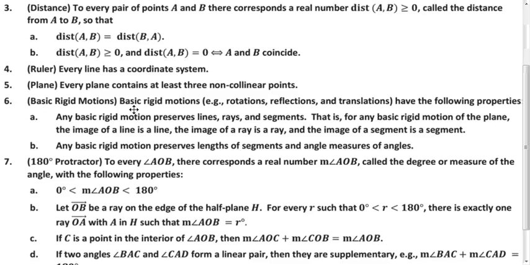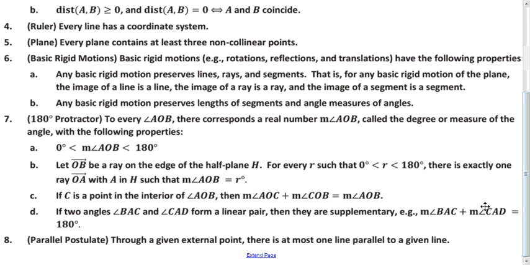Number 6 is very important. We've talked about these. We know that basic rigid motions preserve segment length and angle measure. And they also will map lines to lines, rays to rays, and segments to segments. Number 7 is all about angles.